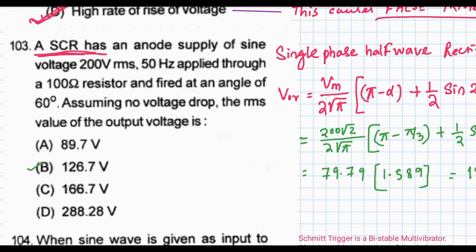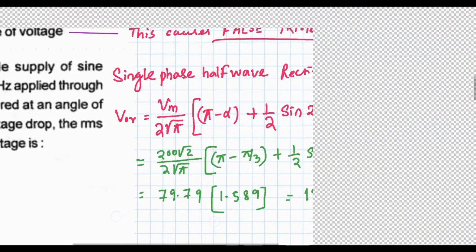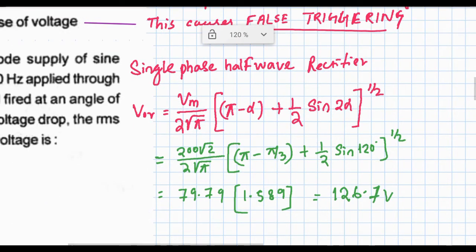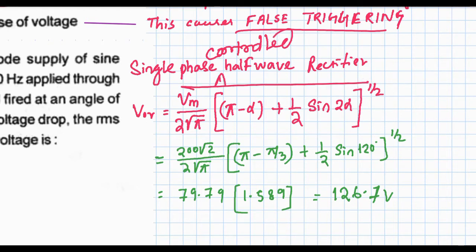This is simply the single phase controlled half wave rectifier, because SCR is used instead of diode. If diode is used, there is no control term in the picture. So here SCR is used, so this is single phase controlled half wave rectifier. This is the formula, you will directly find it in any book.